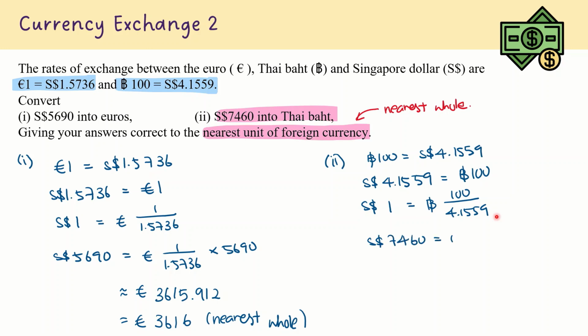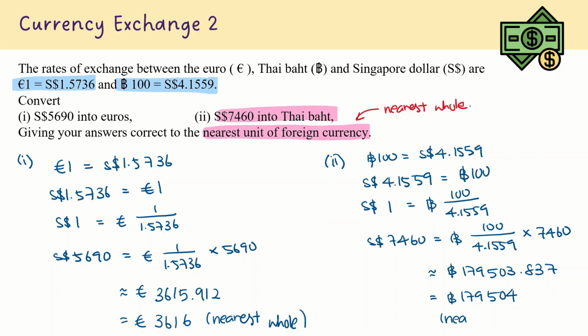Following that, I will then multiply by 7460 on both the left and the right, which will approximate to about 179,503.837. And therefore, upon rounding off to the nearest whole number, I will be able to get 179,504 baht.